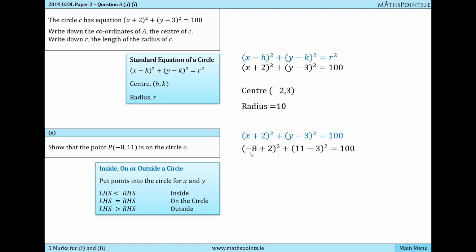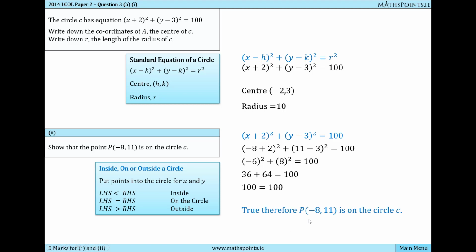So subbing in −8 for x and 11 for y, we get (−8 + 2)² + (11 − 3)² = 100. −8 + 2 is −6. 11 − 3 is 8. (−6)² is 36. 8² is 64. And 36 plus 64 is indeed 100, which shows that the point P (−8, 11) is on the circle. For part B, we're asked to find the slope of the radius AP.